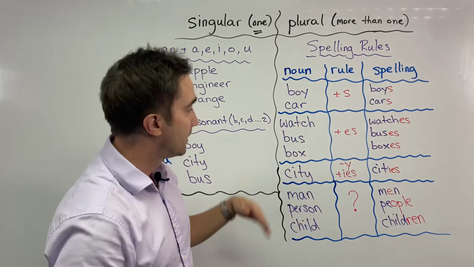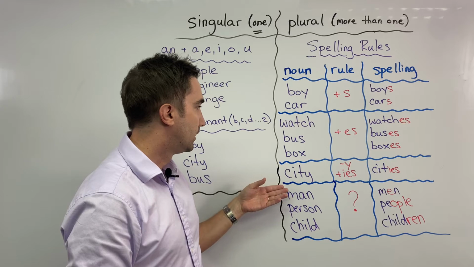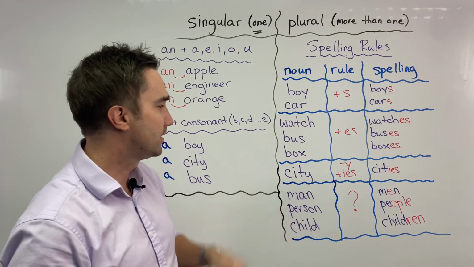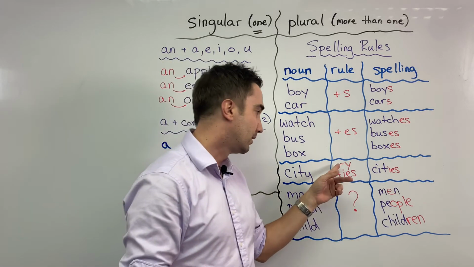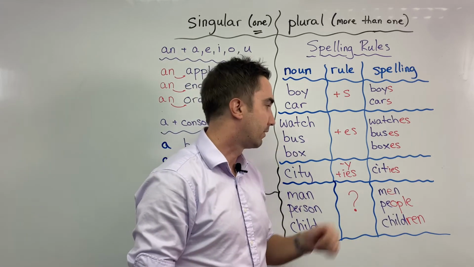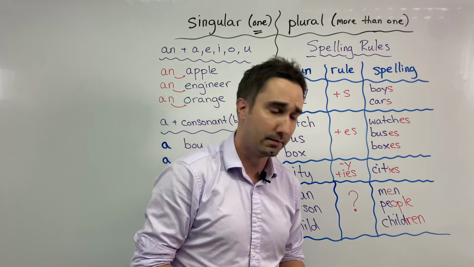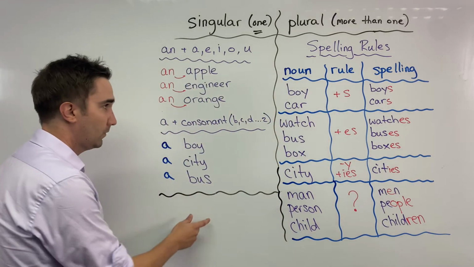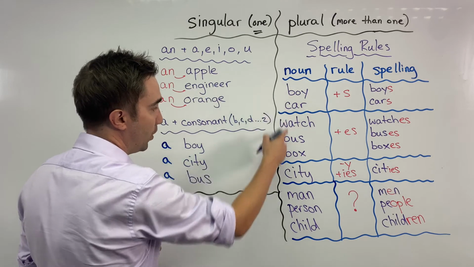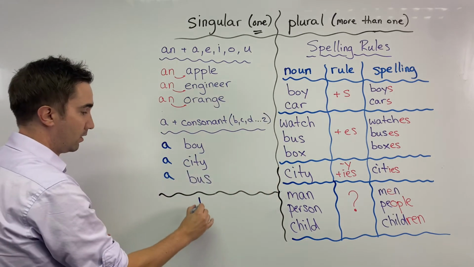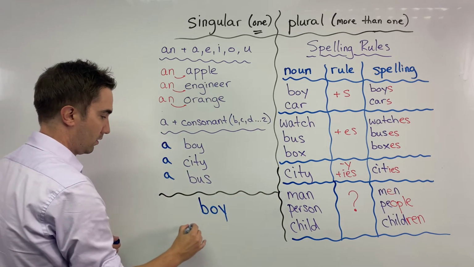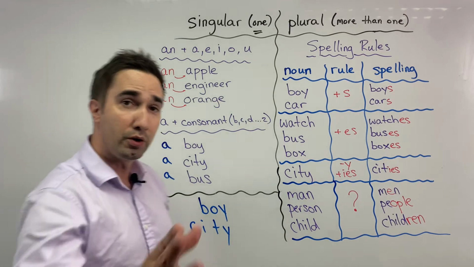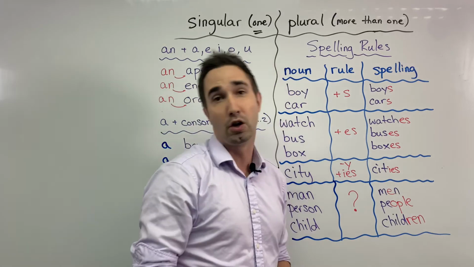Now, I just told you, anytime we have a Y, we add S, right? So city, okay, English, yay, right? City ends with a Y, but we have to get rid of the Y and we have to add IES. Now, Y, I'm just going to quickly go into that over here. So let's take a look at boy and city.